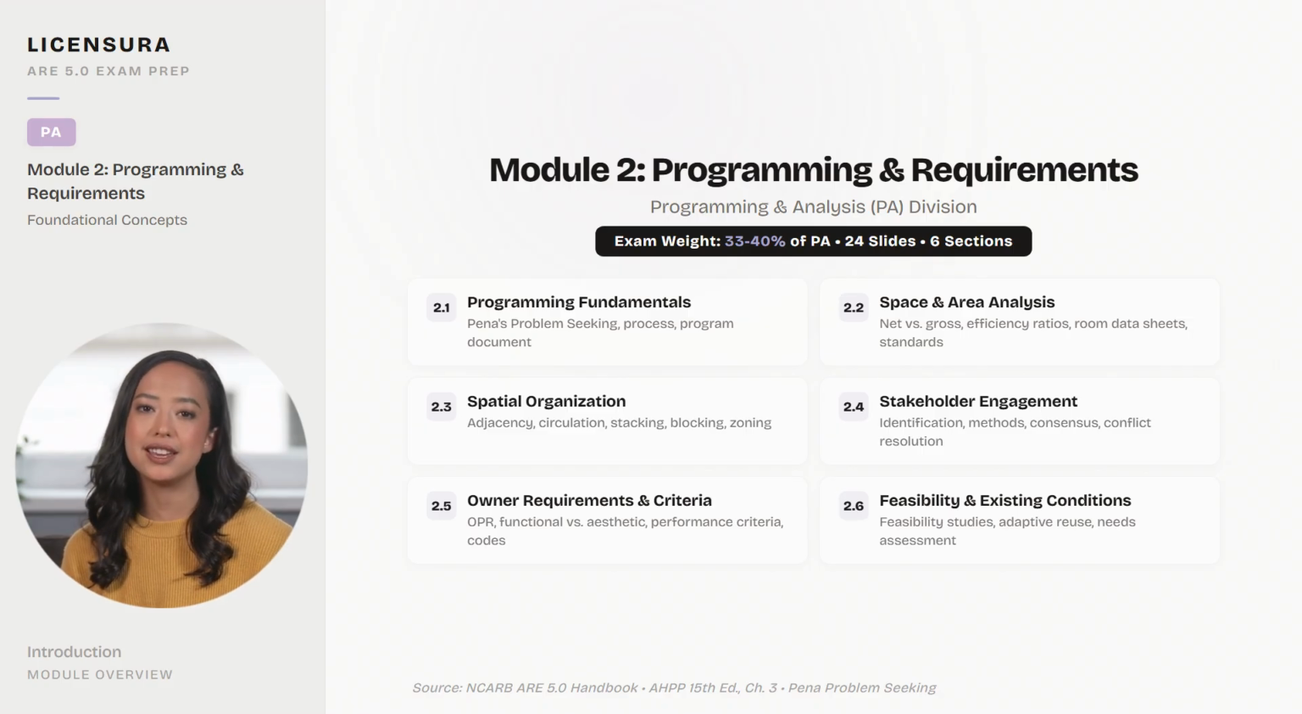Here's the thing, each section builds on the one before it. By the end, you'll see how these 6 areas connect and why a mistake in one area can quickly snowball into problems across all the others. So with that, let's jump into Section 2.1, Programming Fundamentals.